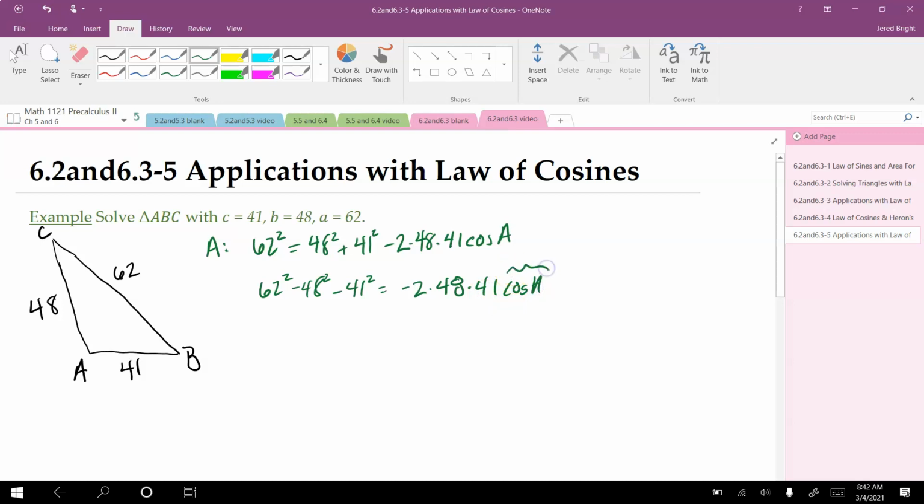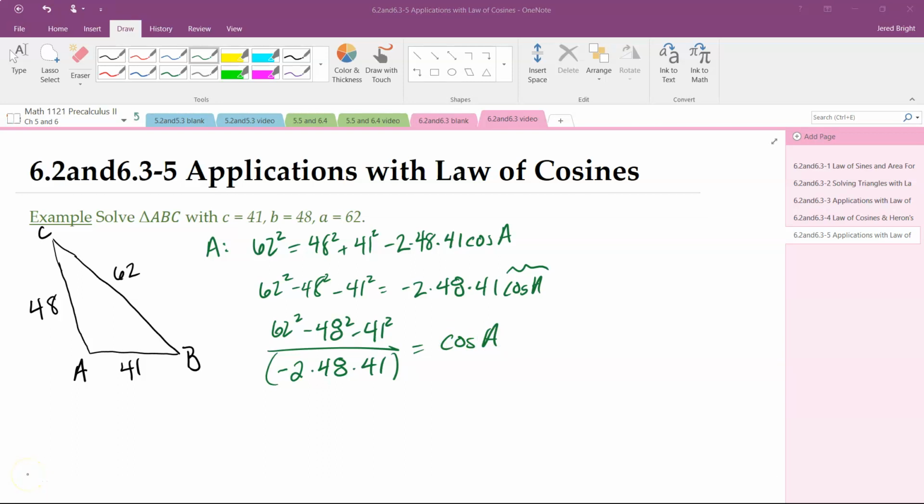Again, I want to isolate cosine A because I need to do an arc cosine eventually. So I will need to take all of this. I could punch this in a calculator, but I'm just going to show you symbolically what you would end up doing. Whatever this number ends up being, you'd have to divide it by the quantity, make sure to do parentheses, 2 times 48 times 41, and then that's all equal to cosine of A. Okay, and so let's punch this into our calculator now. Here, if I punch this in my calculator, I got 0.0358-ish is equal to cosine of A.